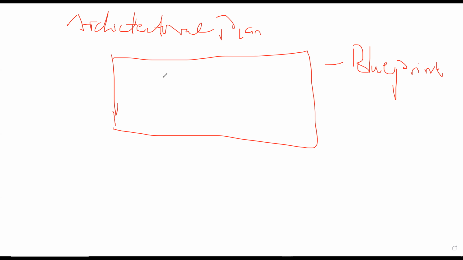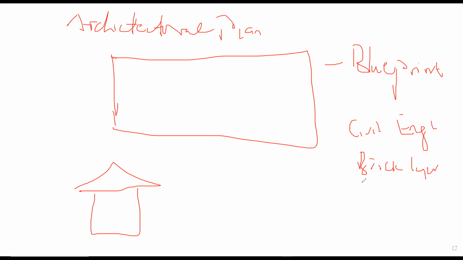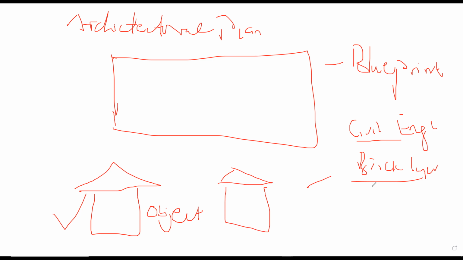Now, just like we have this plan, my question to you: this plan is not the one that gives you the object, which is the building, the structure of the building. It is the civil engineer who will employ the bricklayers and other technicians. The civil engineer will interpret this blueprint and create the actual object. This is the actual object that we can see. This blueprint is not the object. This is the object. So you can use this blueprint to create as many objects as you want.